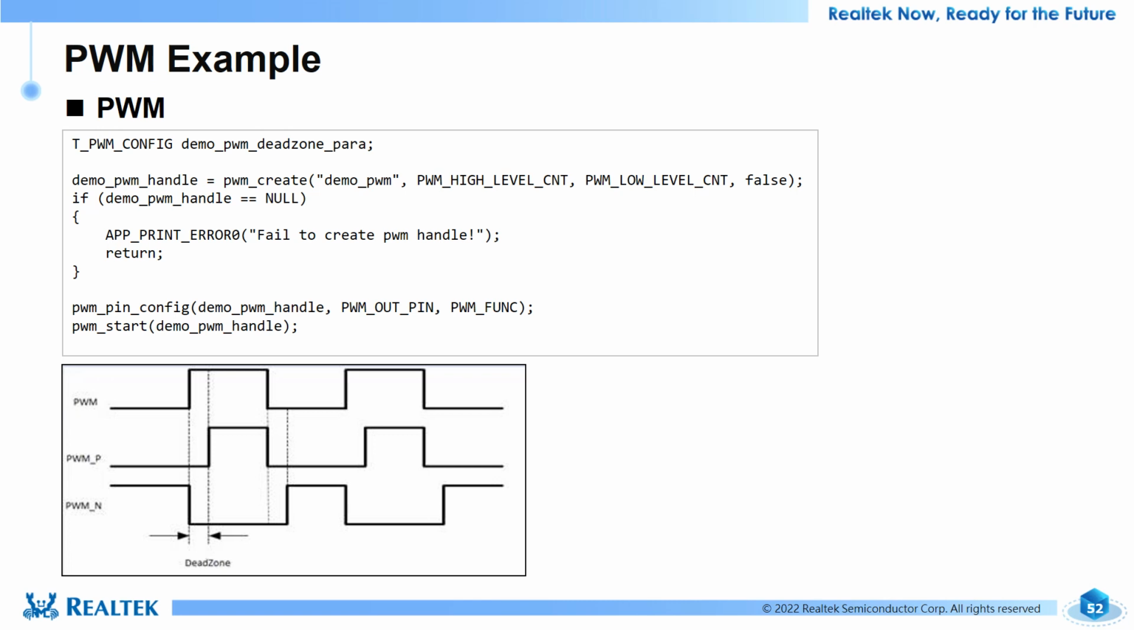Below is an example of PWM usage. First, call PWM create to create a PWM based on the specified parameters. Then call PWM pin config to configure PWM output pin. Last, call PWM start to start the PWM.